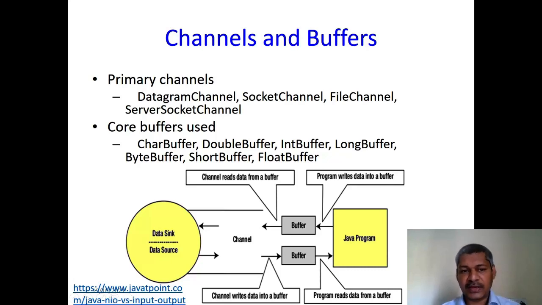Okay, there are several types of channels which are possible. The primary channels which are used are the datagram channel. The same way we have seen datagram packets and datagram sockets, you will be reading the data using this sort of UDP protocol. That's for the datagram channel.